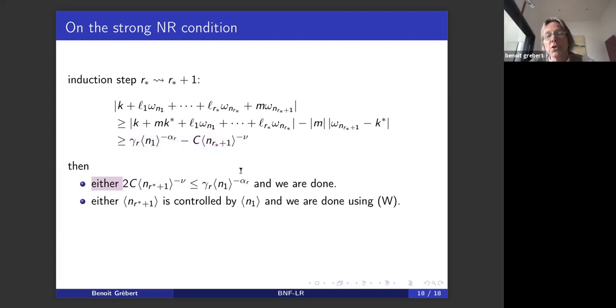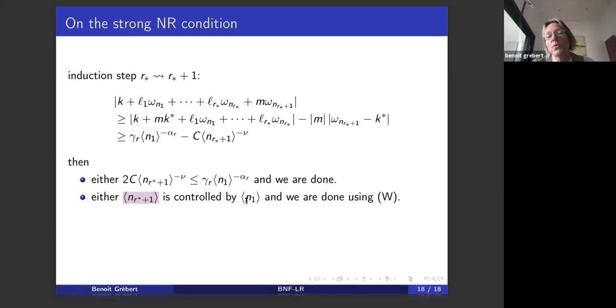But if this condition is not true, that means that this nr star plus 1 is smaller than n1 to some power, actually. So it's not so big. And because it's not so big, you can use the weak condition to control the small divisor with respect to the largest index, which is nr star plus 1. But once you have a control with respect to the largest index, because nr star plus 1 is controlled by n1, you have a control with respect to n1. So finally, it's a very simple argument, and you obtain the strong condition.